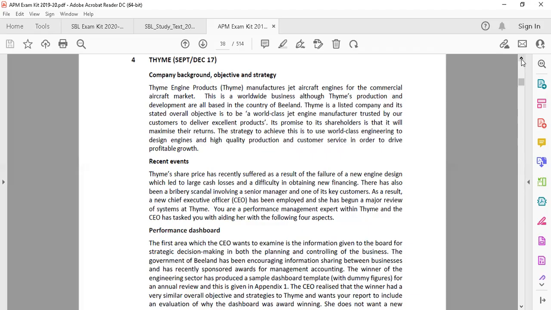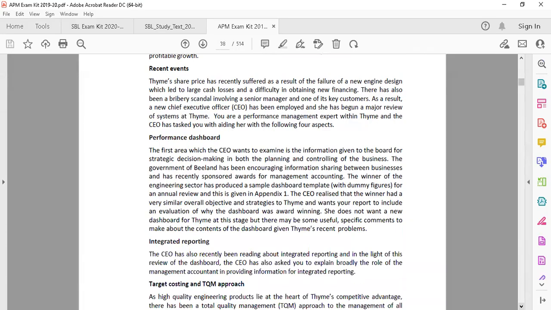Recent events. Time's share price has recently suffered as a result of the failure of the new engine design, which led to large cash losses and a difficulty in obtaining new financing. There has also been a bribery scandal involving a senior manager and one of its key customers. As a result, a new CEO has been employed and she has begun a major review of systems at Time. You are a performance management expert within Time, and the CEO has tasked you with aiding her with the following four aspects. So there's a performance dashboard.